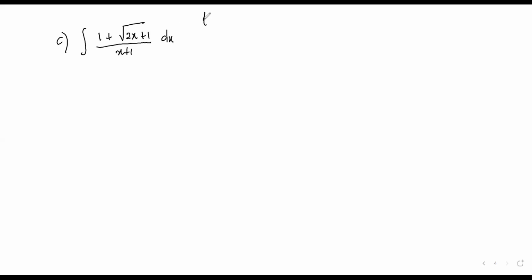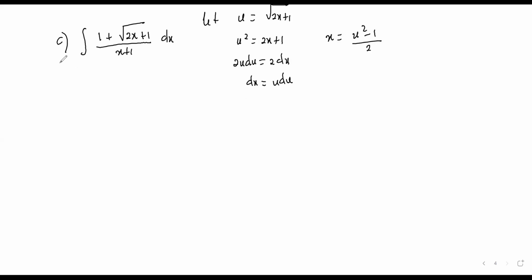Okay. So you let u be that very thing that looks complicated, so that when you square, you will get this. And then when you differentiate, you have this, meaning that dx is equal to u du. So you can substitute. But maybe you need to get the value of x in terms of u. So it will be x equals (u squared minus 1) over 2. So you can substitute here.